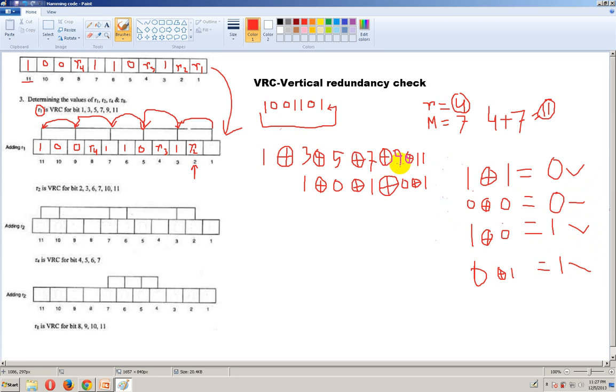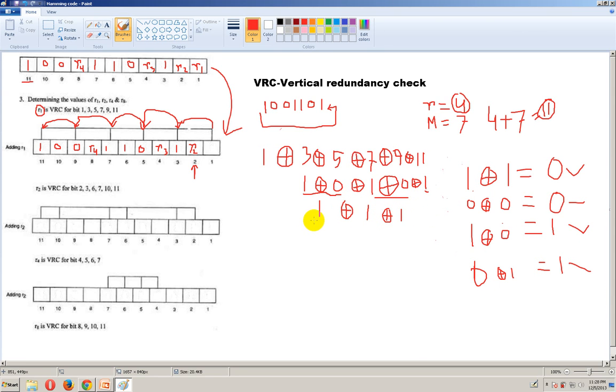So let's see what we will get here. 1 exclusive OR 0, when we do this, we get 1, right? According to this rule we get 1. Then this exclusive OR, 1 and 0 exclusive OR again gives 1, right? So we put 1 here. Then the next exclusive OR doesn't have anything, so we just put this one here.